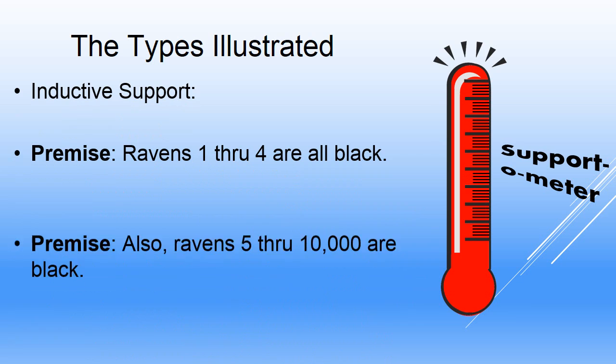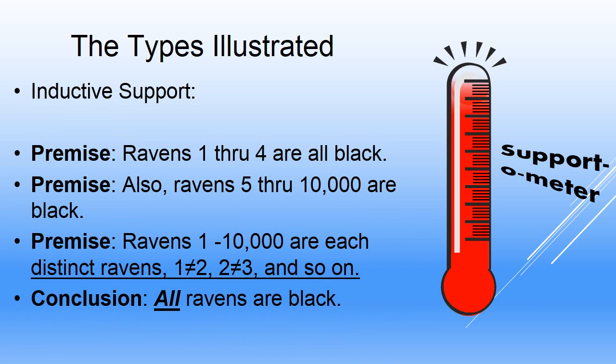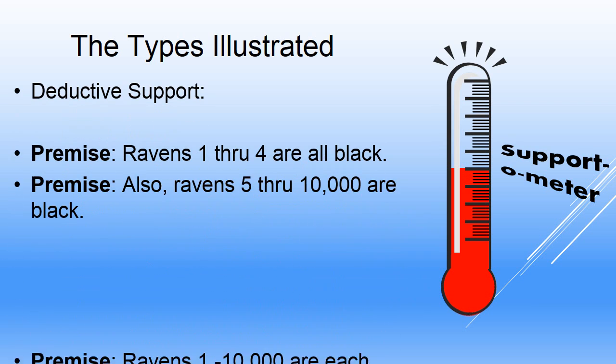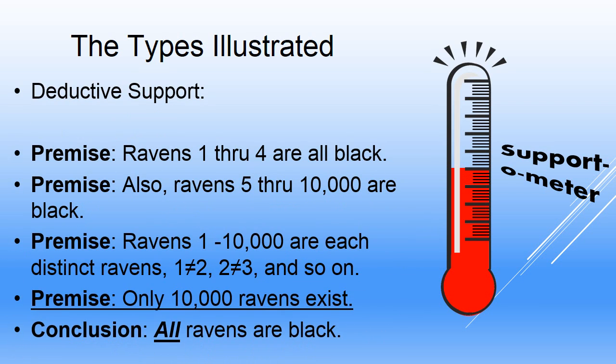But in the second example, in which there were 10,000 ravens counted, well, we got some evidence or support for the claim that all ravens are black, although our supportometer has to drop quite a bit. And in the case of ravens being counted and we added a premise that only 10,000 ravens exist, assuming that we counted them all, the conclusion then is supported to the maximum degree once more.